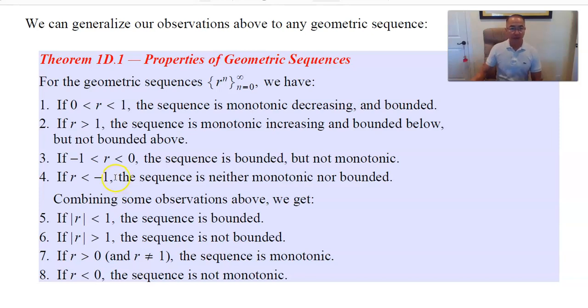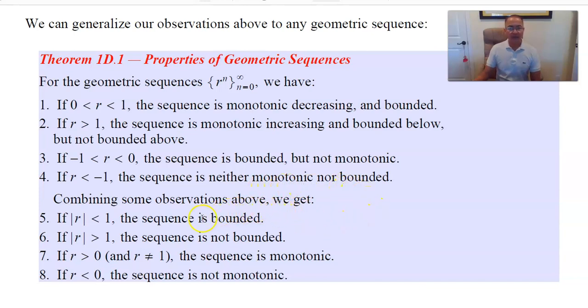If r is between negative 1 and 0, so like negative 2/3 to the n, the sequence is bounded. You know, it's still trapped between those two functions, but it's not monotonic. It goes down, up, down, up, down, up. If r is less than negative 1, the worst kind, the sequence is neither monotonic nor bounded.